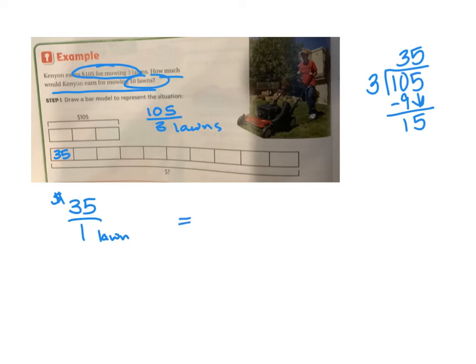Well, now that we know that, we can find out how much 10 lawns will be, because all I need to do now is, in order to get from 1 to 10, I need to multiply by 10. And as long as I do the same to the numerator, I will keep the fraction or the ratio equivalent. So 35 times 10 is 350. So he makes $350 for mowing 10 lawns.